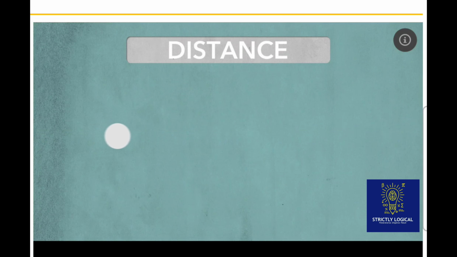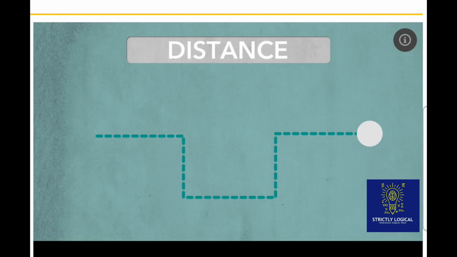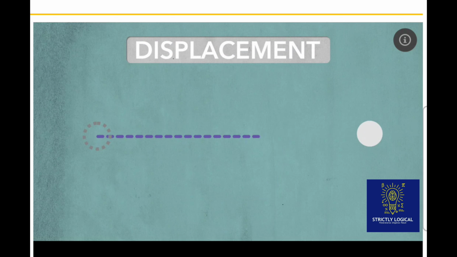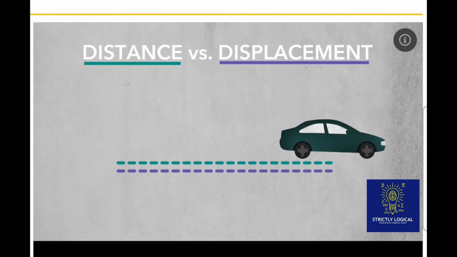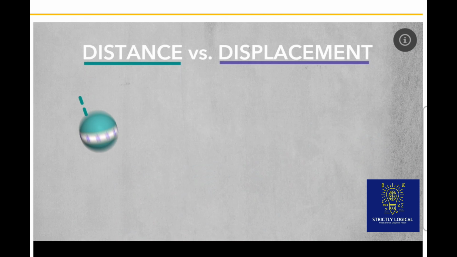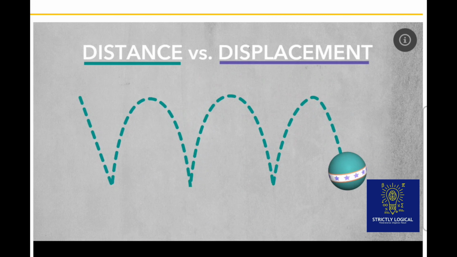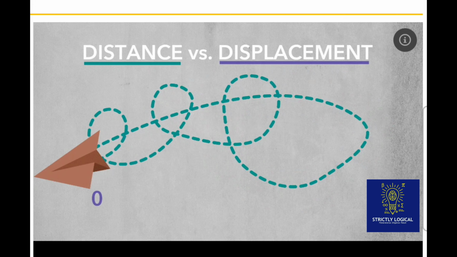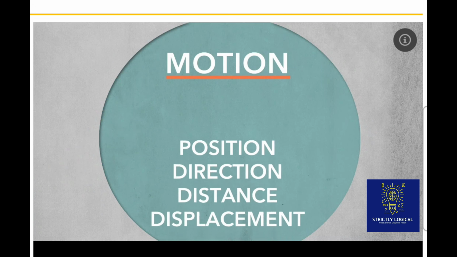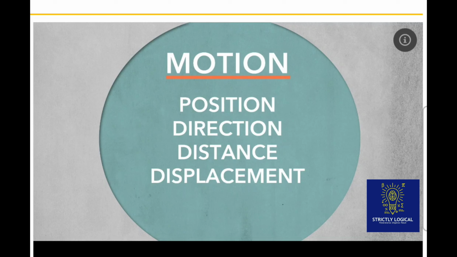Then there's distance, the measurement of how much space an object has covered with its movement. And displacement, the measurement of how far the object moves from its original position. So if an object moves like this, the distance and displacement are the same. If it moves like this, the distance is different from the displacement. And for this example, the distance is great, but the displacement is 0. Intuitive or not, these variables help to describe motion.